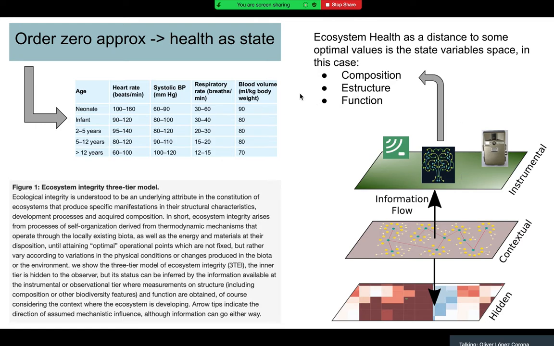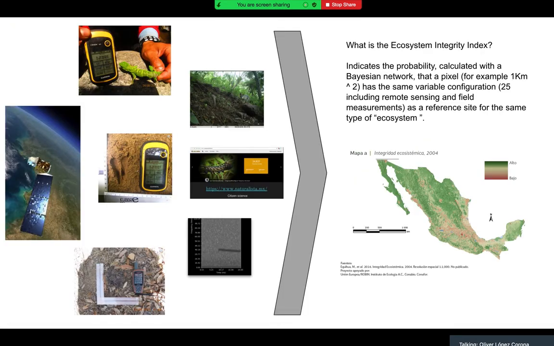That could be the analogy for these parameters. And so if we can assess these parameters for an ecosystem, that would define the state of the ecosystem. So we have a lot of data from remote sensing, direct observation, indirect observation, camera traps, bioacoustic signaling. We also incorporate citizen science.